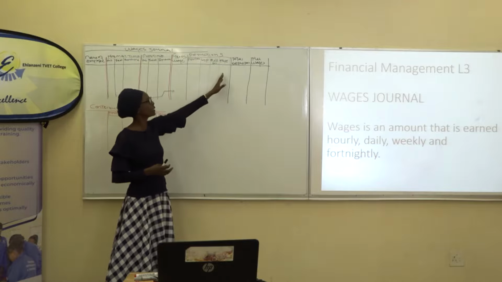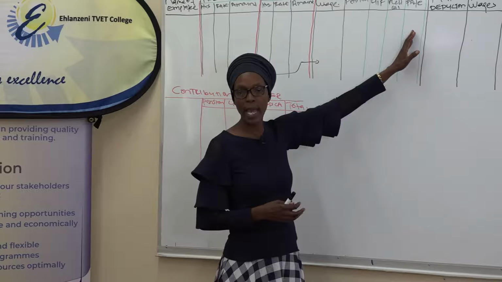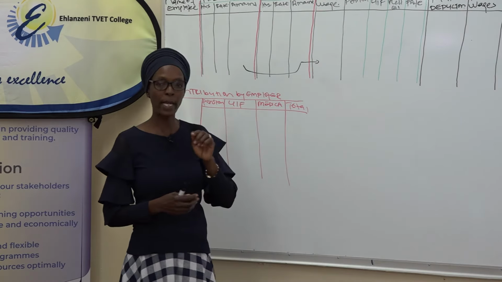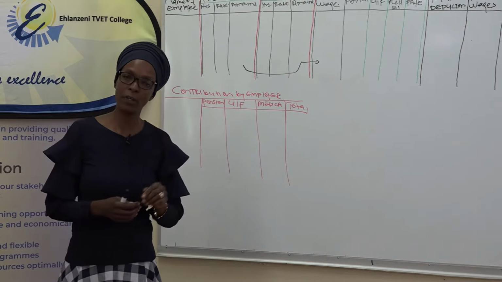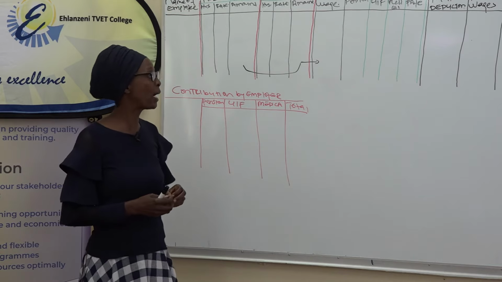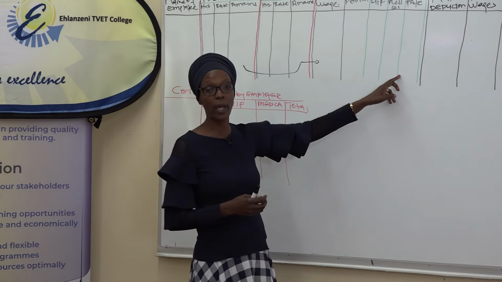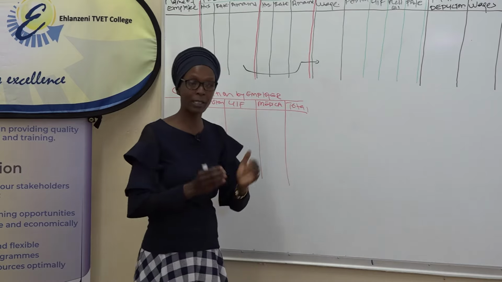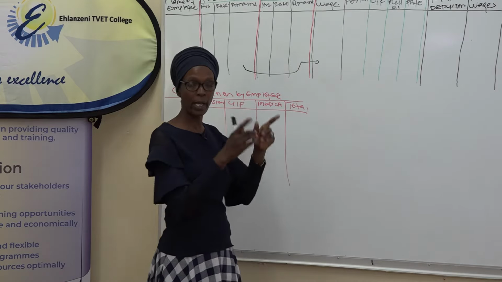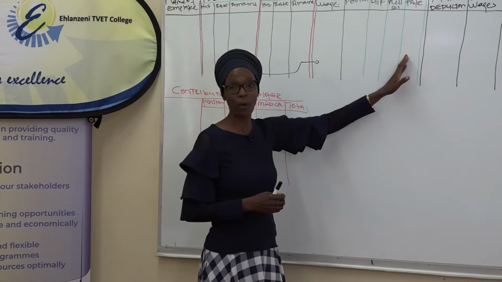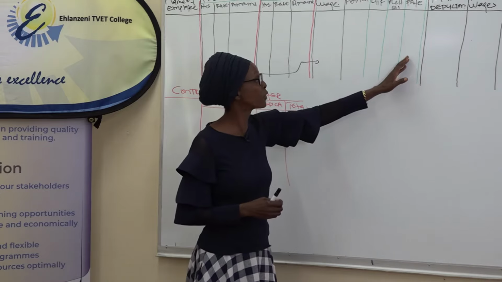Okay, the next deduction is pay-as-you-earn. This is an income tax that is paid to the South African Revenue Service, shortly SARS. They always deduct pay-as-you-earn from each and every employee. Then the employer sends the pay-as-you-earn to SARS. This is the amount for the South African Revenue Service.